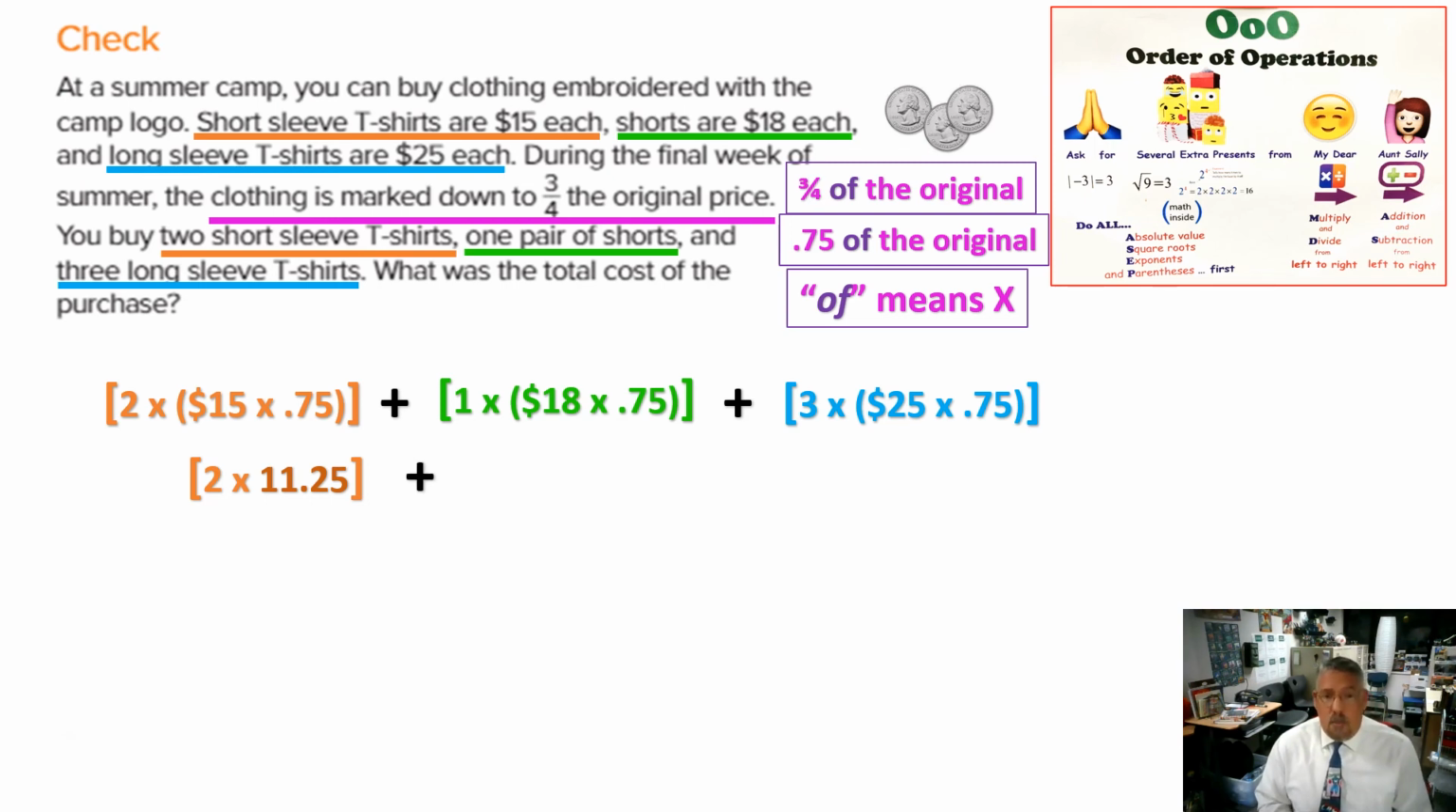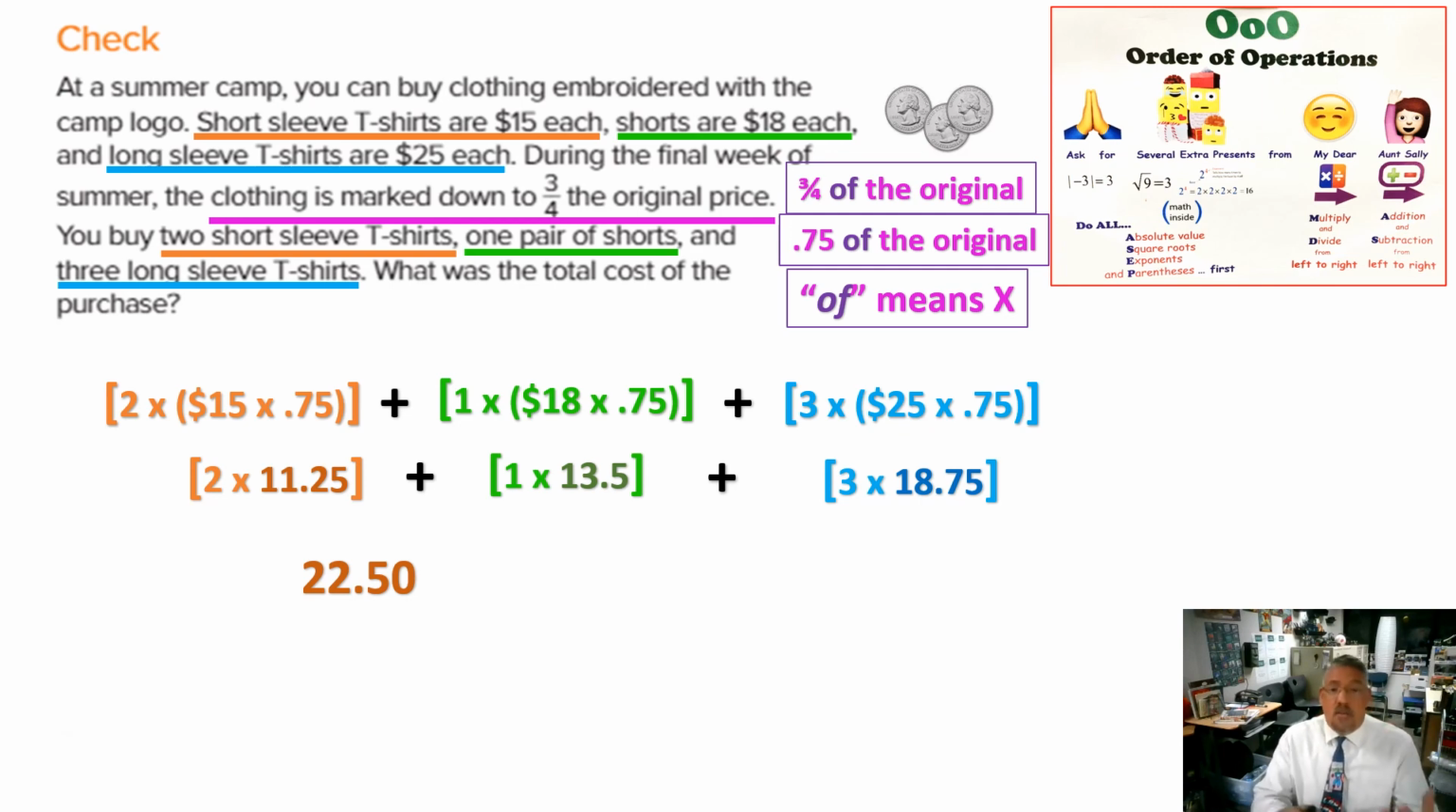All right, so then I plug in 18 times 0.75. Each of the pairs of shorts is going to cost me $13.50. Now your calculator gives you 13.5. It's okay to write 13.5 as long as you remember in the end we are talking about money. And then when I look at the long sleeve t-shirts, they're the most expensive ones. 75 hundredths, or 3/4, of that 25 is $18.75.